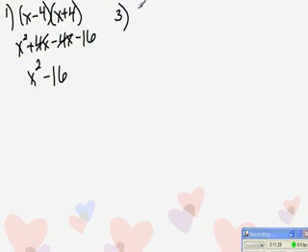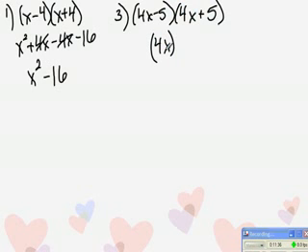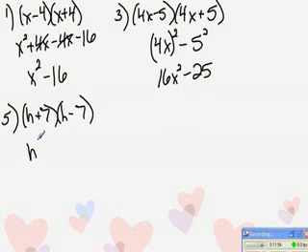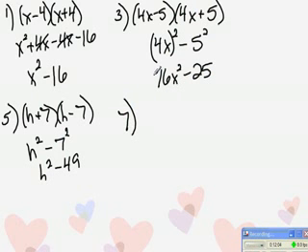Okay, number 3. So we have 4x minus 5 times 4x plus 5. So take the first one, square it, minus the second one squared. So that becomes 16x squared minus 25. Number 5, we have h plus 7 times h minus 7. So again, first one squared minus the second one squared. So h squared minus 49. Make sure you are showing those work steps. If you do not show the work, you won't get any credit for it.